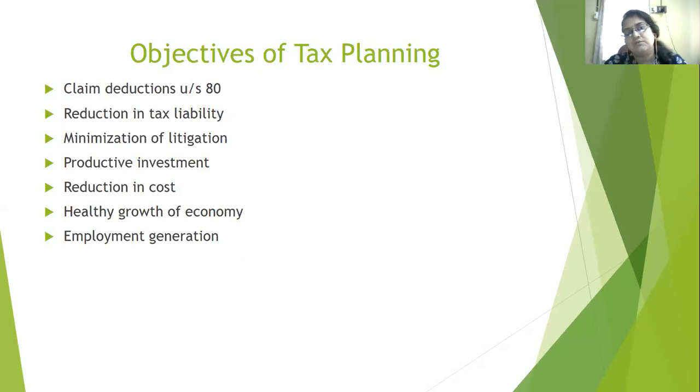Now, the third point is minimization of litigation. What do you mean by this point? There is always a point of dispute, a bone of contention, between the assessees and the authorities. The assessee, in order to reduce his tax liability, what does he do? He unknowingly goes for tax avoidance or tax evasion, which is completely against the rules and regulations. So you should have correct knowledge of all the rules and regulations, and legally take the benefit of it. That is what we do in tax planning. And when you go by tax planning, you're not violating any rules and regulations, and there will not be any dispute.